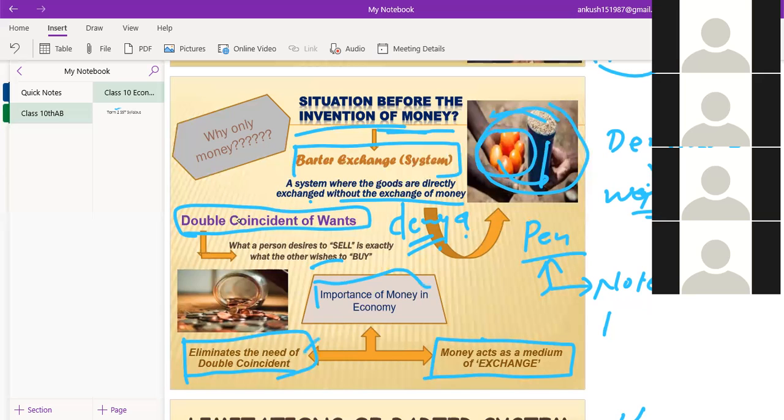Because if double coincidence is required, then nobody's things will be sold and nobody will purchase things. Nobody will purchase and nobody will sell. The ability of selling and purchasing would be eradicated, it would be gone from the root. Nothing would be there. Understood?